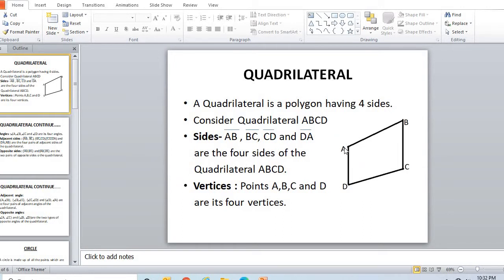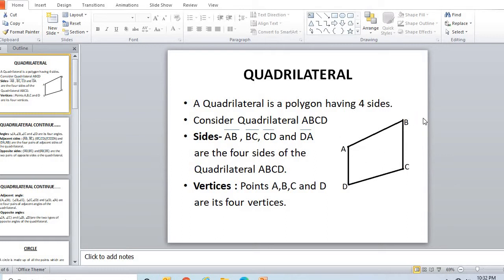So angle A, angle B, angle C and angle D are the angles of the quadrilateral. Now adjacent sides: line segment AB and line segment BC are called adjacent sides, which are joined to each other. Then line segment BC and line segment CD, then line segment CD and line segment DA, then line segment DA and line segment AB. So these are called the four pairs of adjacent sides of the quadrilateral.